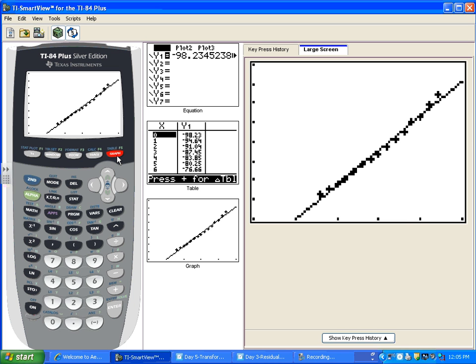Does your data match my data? If it doesn't, we're in trouble.